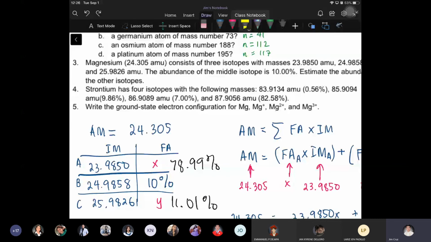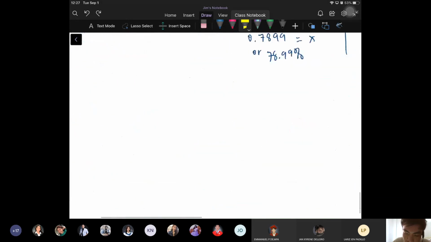Ayan, sige. So, I think we can answer now, no? Asan yung camera? Okay. So, we can answer number 4 now. So, it's very simple since we are just asked to solve for the average mass. No? So, number 4, average mass ang hinahanap, di ba? So, copy ko lang. Isotope mass, fractional abundance. I have 4 isotopes.